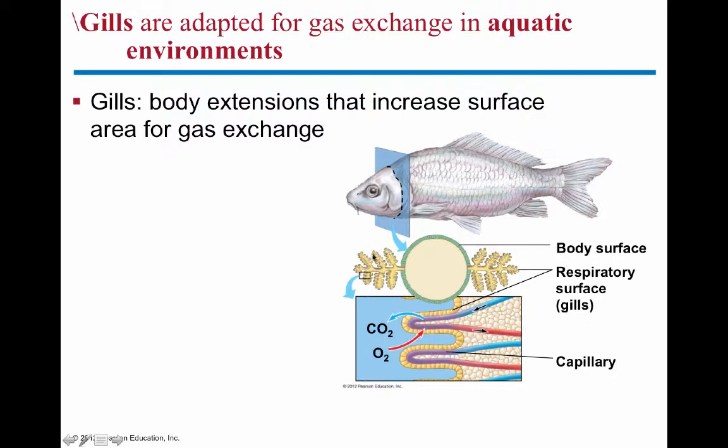You'll notice that gills are very feathery. That increases the surface area that the exchange can happen, because the more surface area you have, the more oxygen can come in and the more carbon dioxide can go out, which means the more respiration can occur.